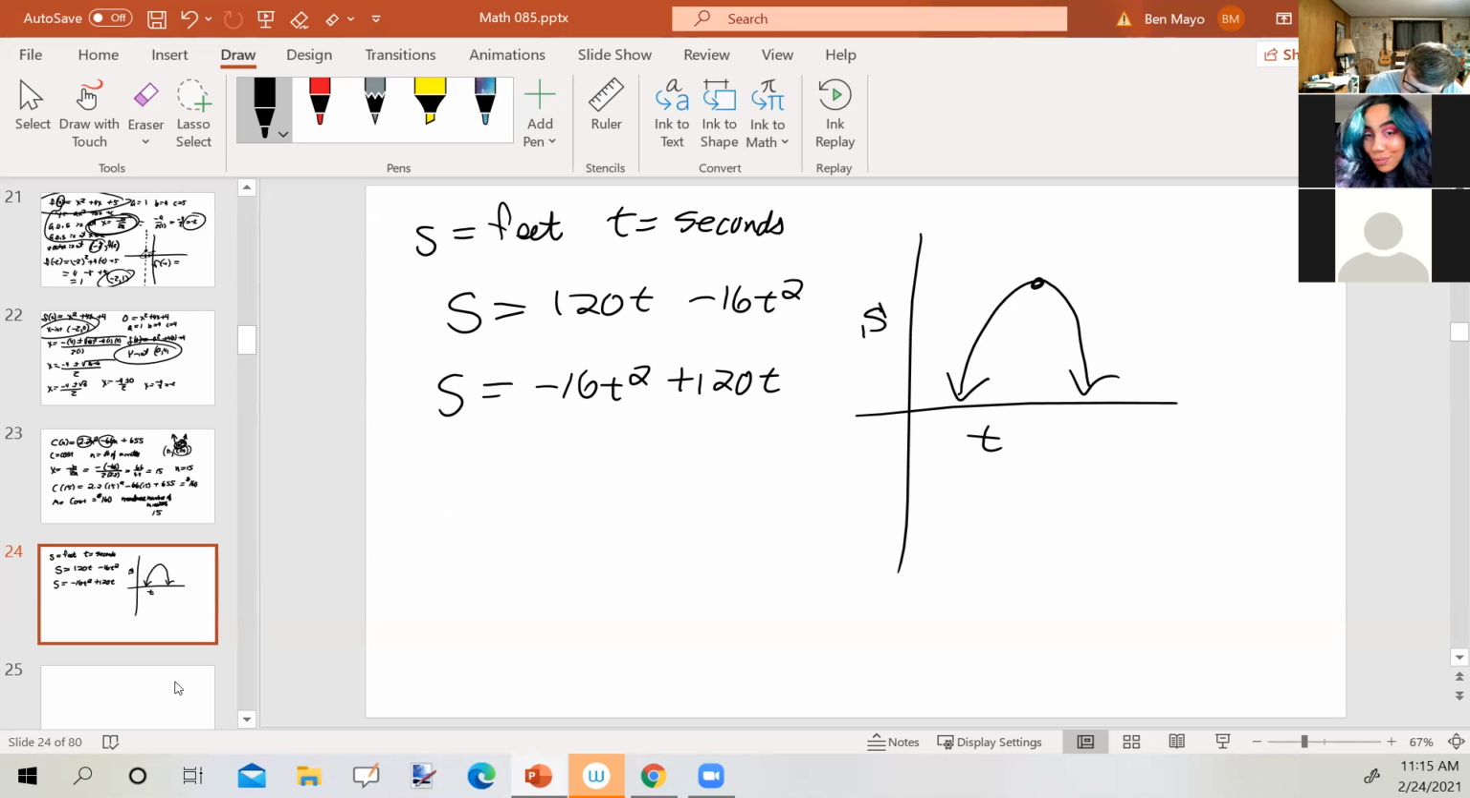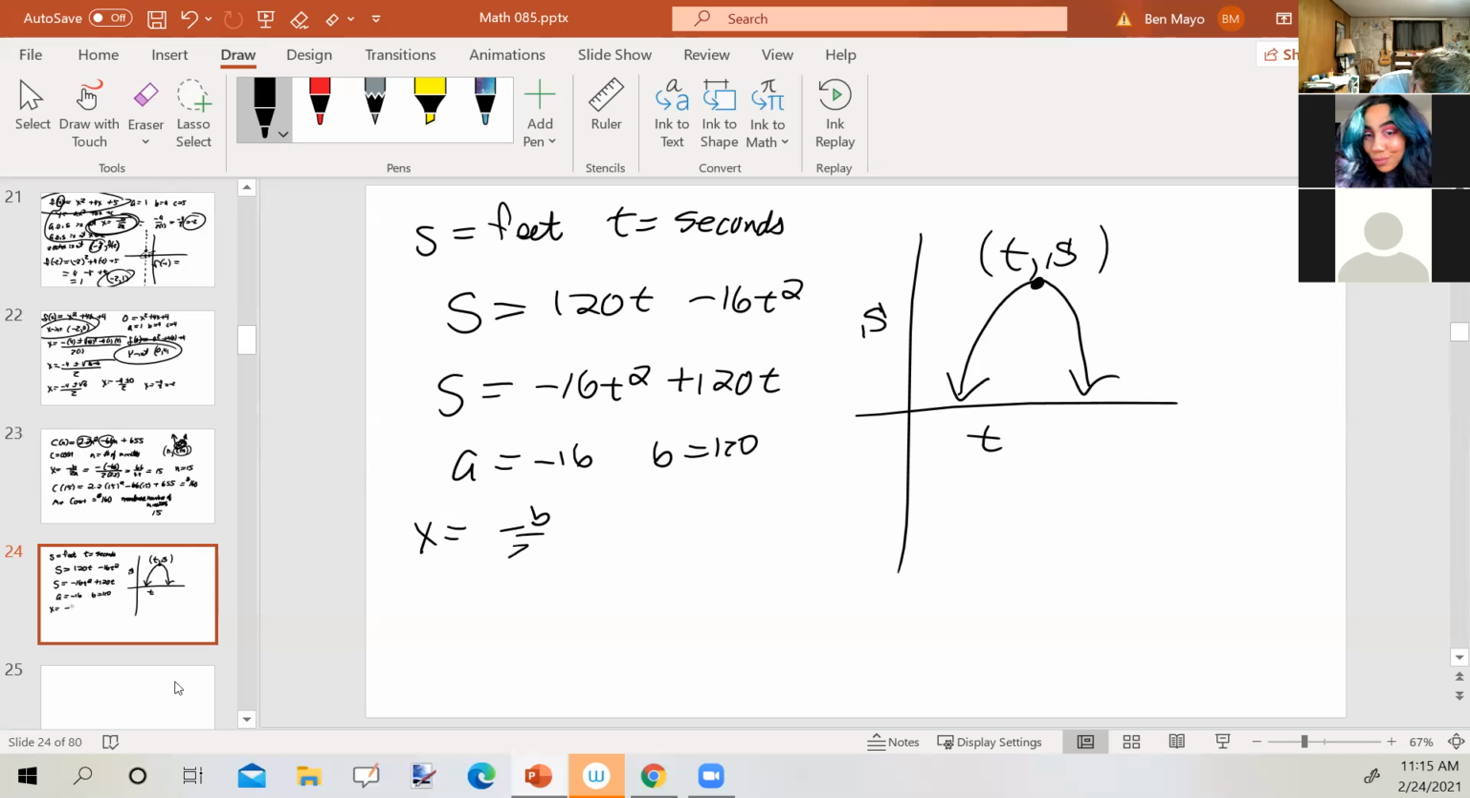So if we find the vertex of that parabola, we'll know the time at which it reached its maximum height, and we'll know its maximum height. The T value will be the time, the S value will be the maximum height. So again, we're looking for the vertex. Well, let's see. A is -16 and B is 120.